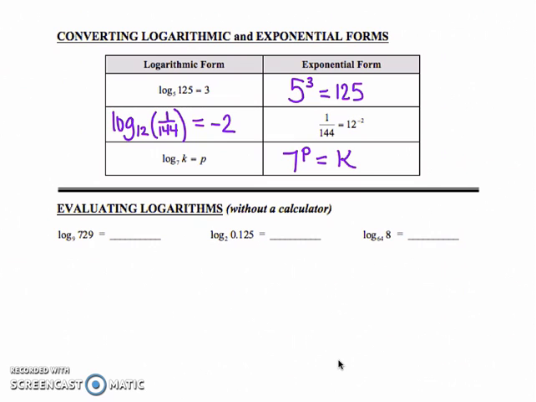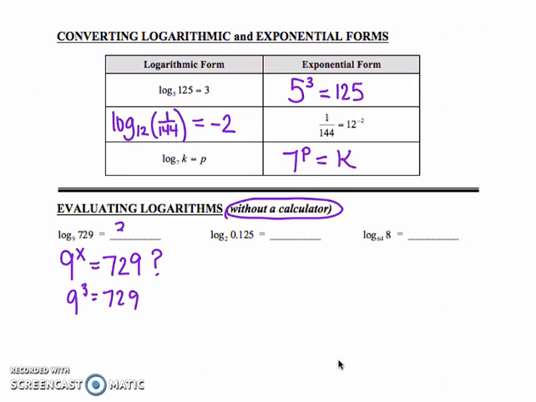All right. In the next examples, we're going to be evaluating some logarithms. Notice that it says here, without a calculator. These are brain power problems. So what you want to do is think about this in exponential form. Log base 9 of 729, what is that equal to? Well, basically what we're asking is, the base is 9, and we're trying to figure out the exponent, right? So 9 to what power is 729? Well, we know that 9 cubed is 729, which means that log base 9 of 729 is equal to 3.